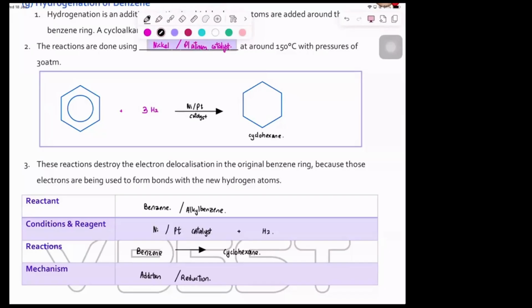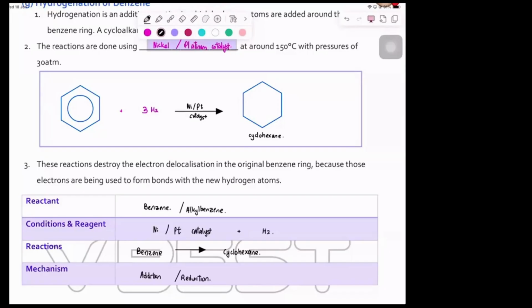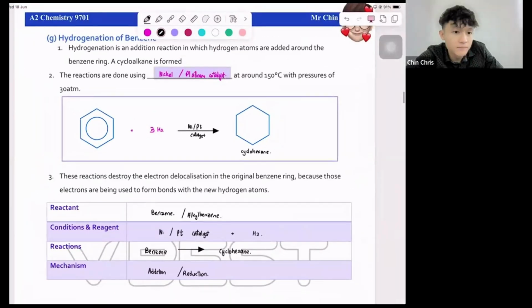Sir, what happens to the alkyl group when you add the hydrogen? The alkyl group just stays. There's no change to the alkyl group. What you are changing here is the benzene ring. The alkyl group is just alkyl cyclohexane. What changes here is the benzene ring, it's never the side group. Okay, understand?